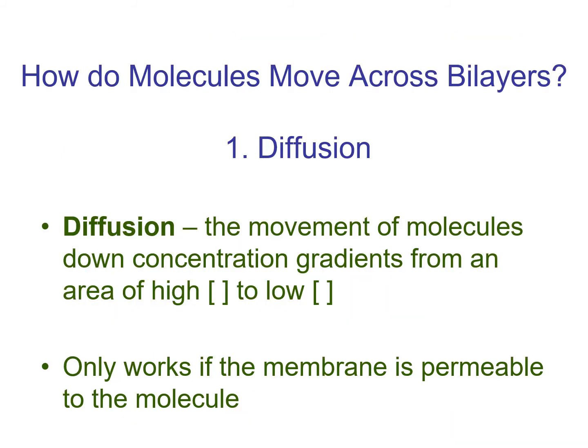All right, so how do molecules move across membranes? The simplest way is just simple diffusion. So diffusion is the movement of molecules down a concentration gradient from an area of high concentration to an area of low concentration. And incidentally, when you see square brackets like that, it's a shorthand for concentration. You'll have seen that before if you've taken any chemistry. So if the membrane is permeable to the molecule, it can move down its concentration gradient.